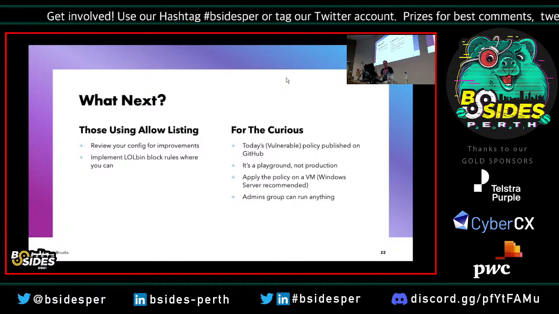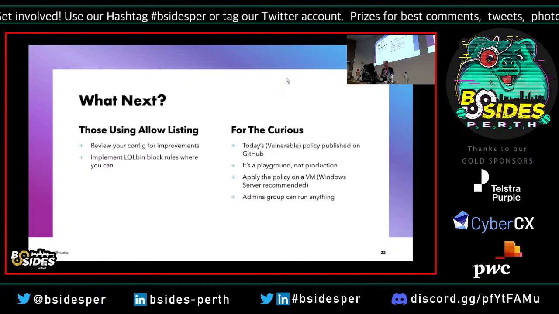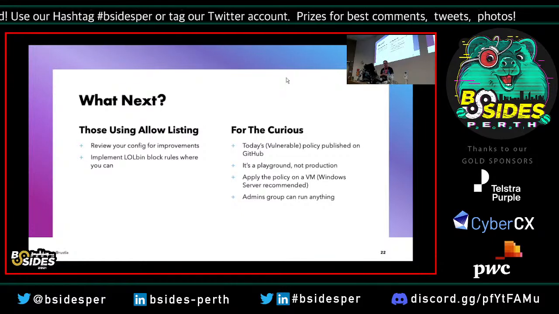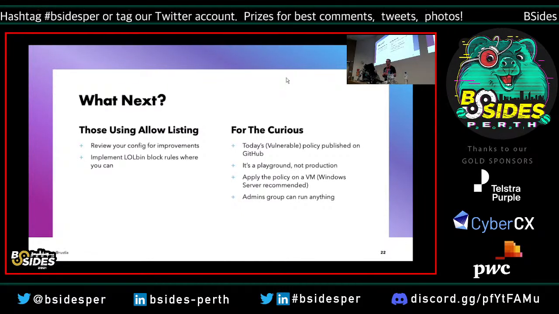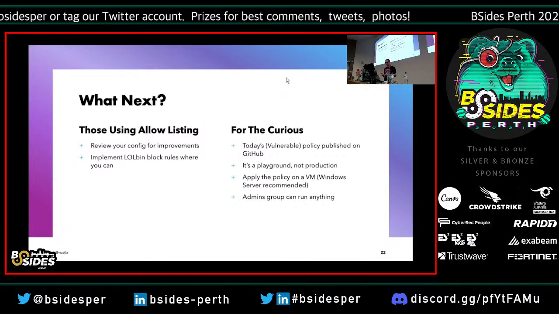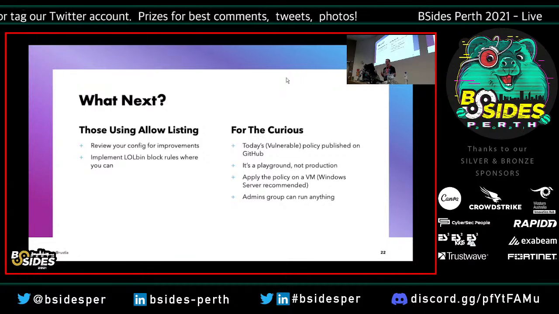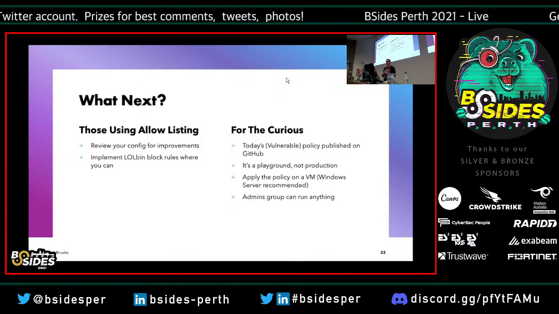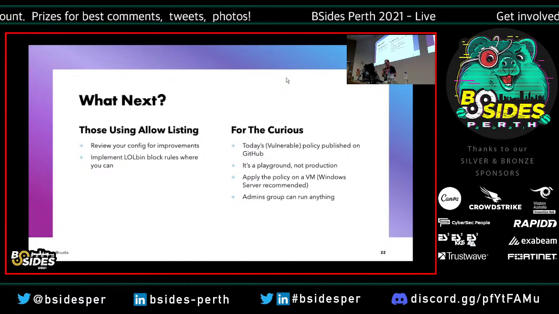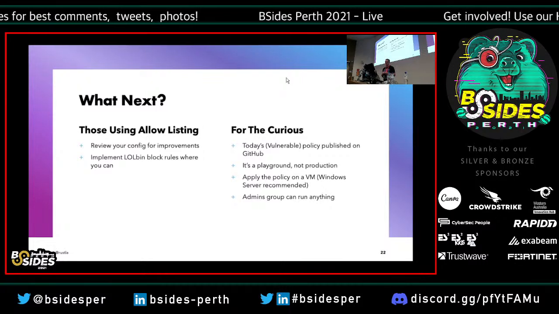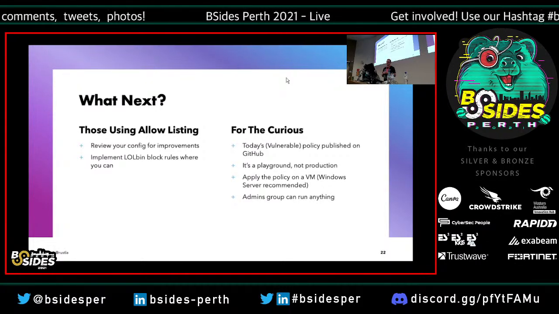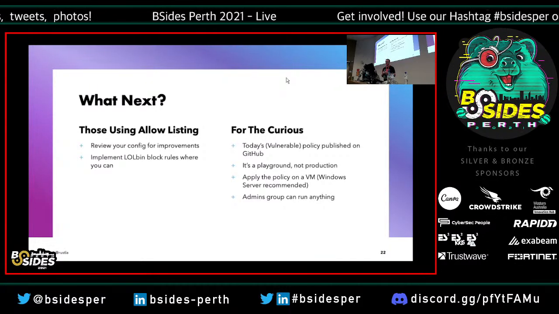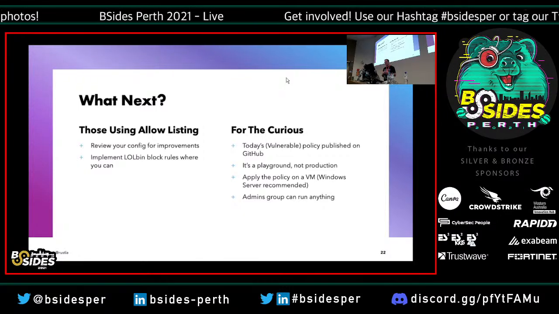So where to from here? For those of you that are lucky enough to have allow listing enabled in your environment, think back over all the weaknesses we've seen today. Think back about if there's anything that maybe you could improve. If there's anything you go, oh, I really want to look at that before Monday, maybe do that. And if you haven't already, look into the Microsoft recommended block rules to prevent your lull bin attacks.